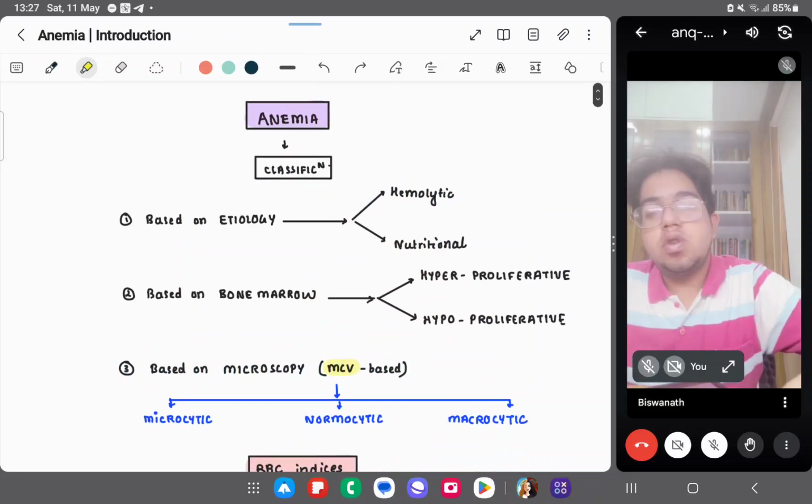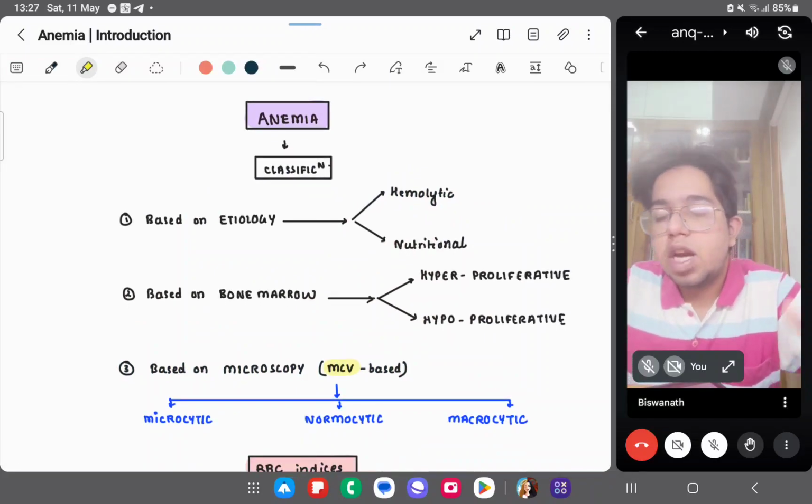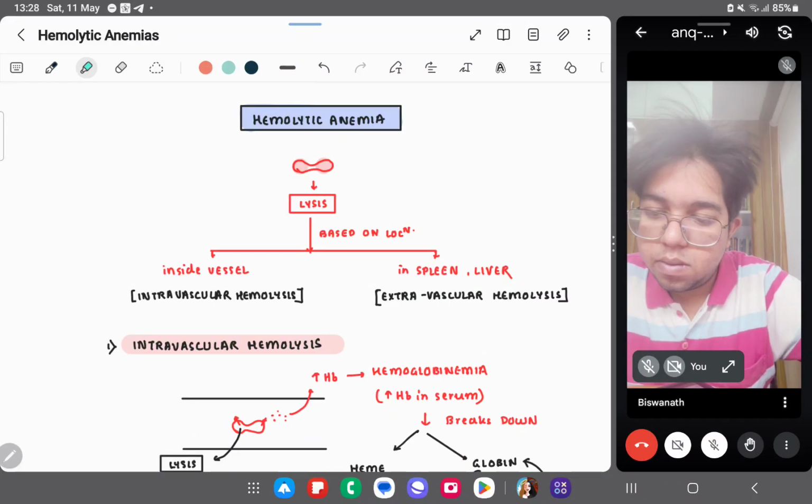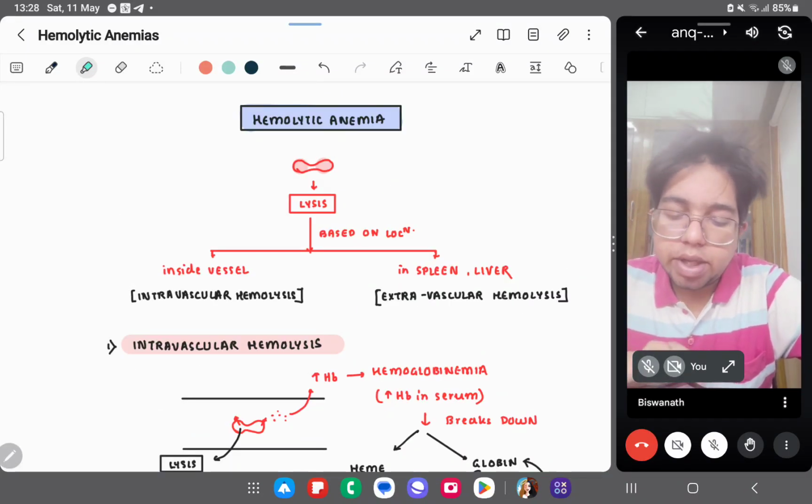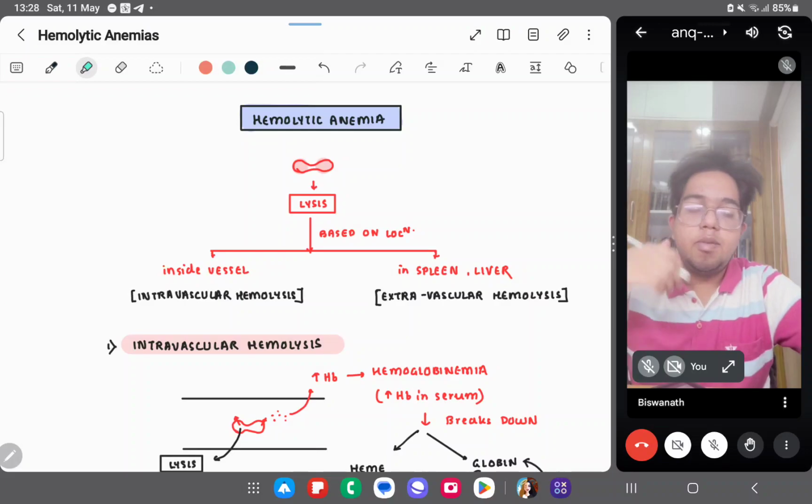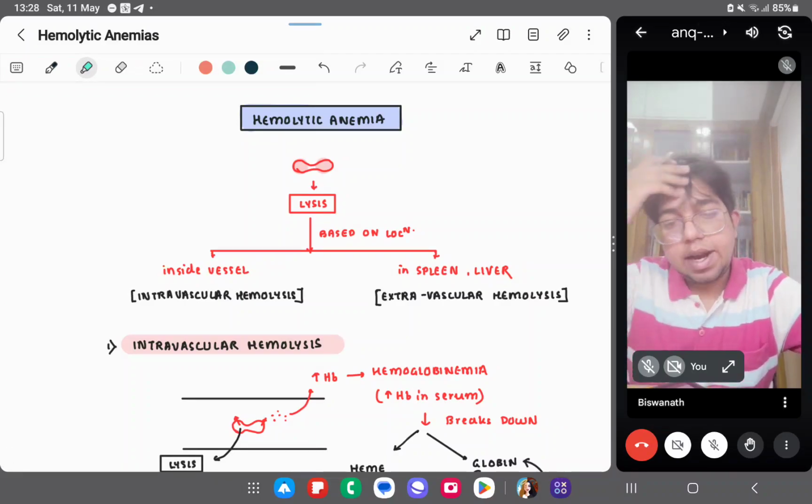Okay, so that's about the introduction to anemias. I hope you understood all of the things that I taught. Now let's move on to the next part. Okay, so let's now discuss hemolytic anemias. Then we'll move to the other types of anemias and iron deficiency ones.